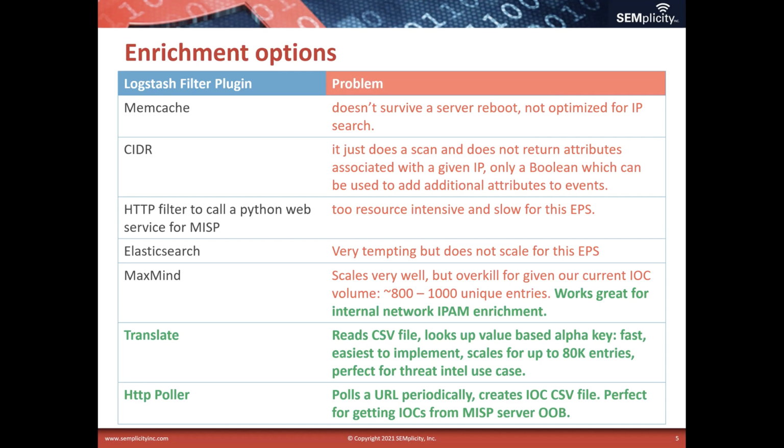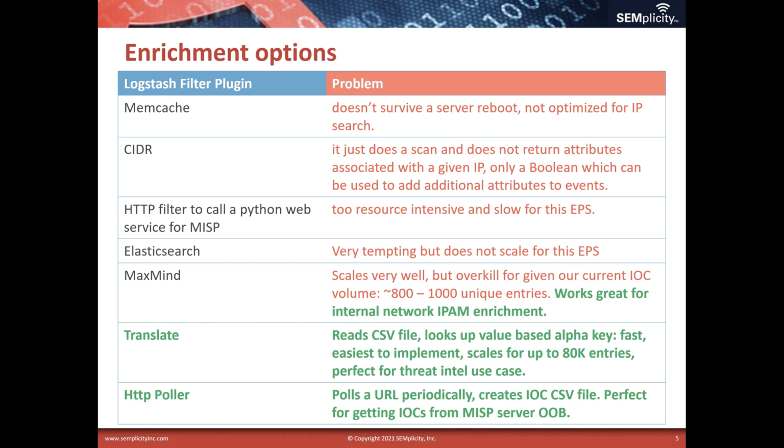All it does is read a CSV file and look up an alpha key in that file. And if it's there, it retrieves the information in the subsequent columns. This works really well, we found, for up to about 80,000 entries. So given we've got 1,000 unique entries here, we've got plenty of room to grow in terms of more IOCs. So we found that the translate filter was a great solution for this particular use case in Logstash, and we'll show you what that filter looks like a little later on.